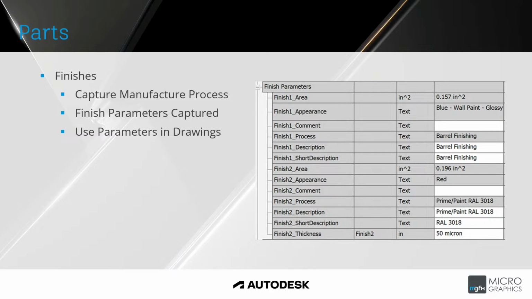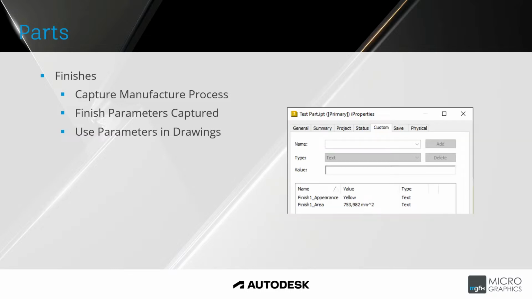We'll see with finish 2, it's a prime and paint to a specific RAL color, and then there is a thickness value associated with that. So we've got a 50 micron thickness associated with that. These parameters, you are able to extract as custom iProperties, and you're also then able to use those parameters within your drawings so that the finish information can be displayed inside of your drawings.